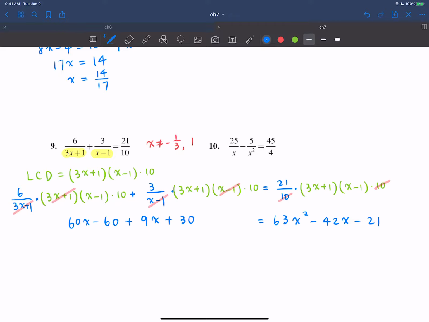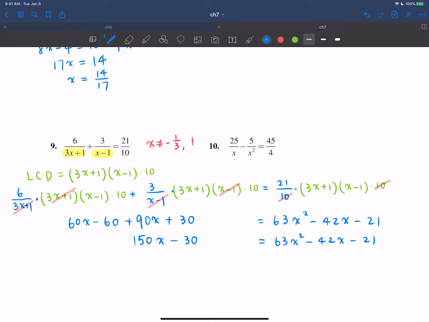Since the coefficient of x squared is positive on the right hand side, I'm going to move everything to the right hand side. But before I do that, let's combine like terms. I just noticed that I forgot that 90 right here. It's a 90x. Sorry about that. So let's combine like terms on the left hand side. It should give you 150x minus 30 on the left hand side equals 63x squared minus 42x minus 21.